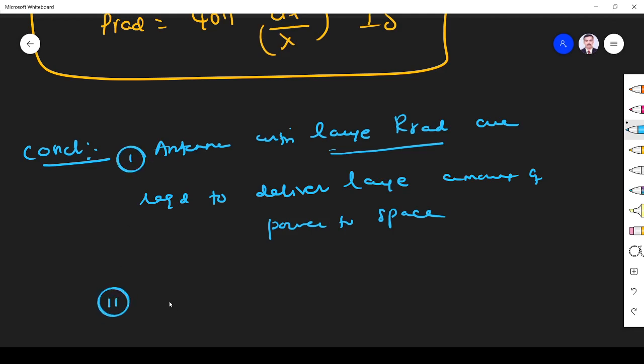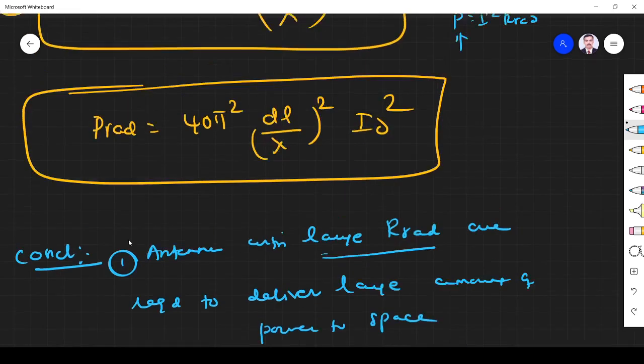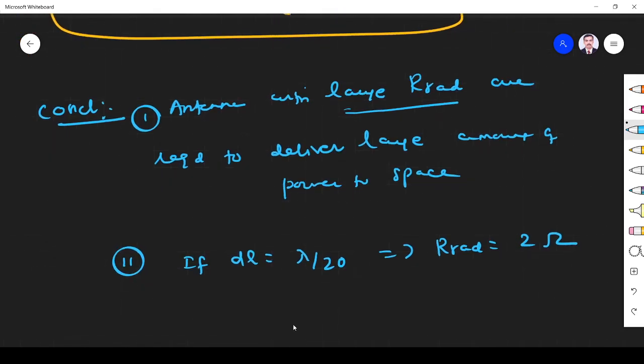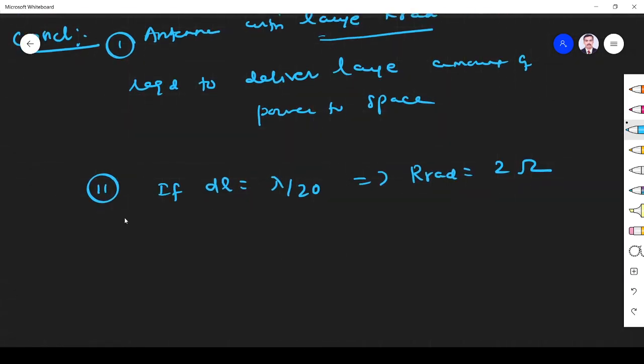Second thing is, if DL is equal to lambda by 20, it will indicate R radiation is 2 ohm only. You substitute DL is equal to lambda by 20, lambda cancels, 1 by 20 squared is 1 by 400. So 80 by 400 is 1 by 5. 1 by 5 is 0.2 into 3.14 whole square, that is approximately closer to 2 ohm, right? So this radiation resistance is very small, so it delivers very small power only.